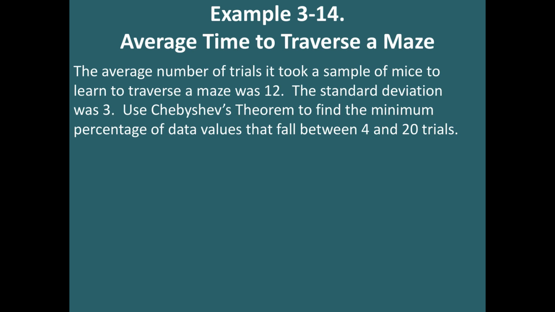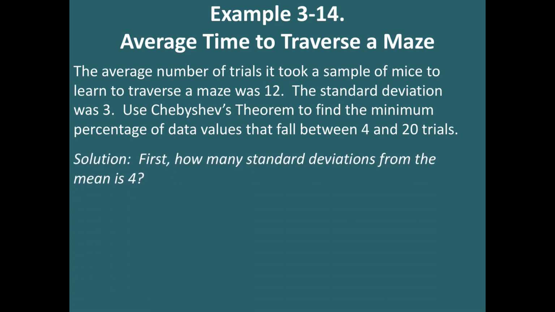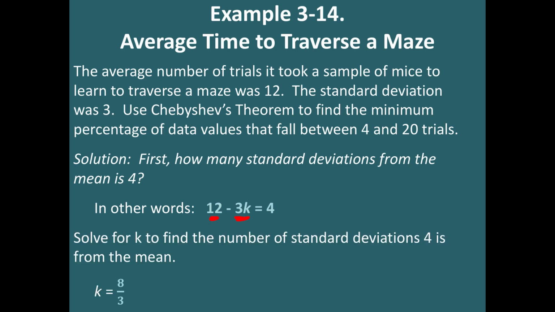Before we can actually do this, we must first ask ourselves the question, how many standard deviations from the mean is 4? In other words, we take the mean and subtract the standard deviation times how many standard deviations, k, and set it equal to 4. Here we get k equals 8 over 3, and notice it's not an integer, but this is how many times we'll need to multiply by the standard deviation to get to 4.